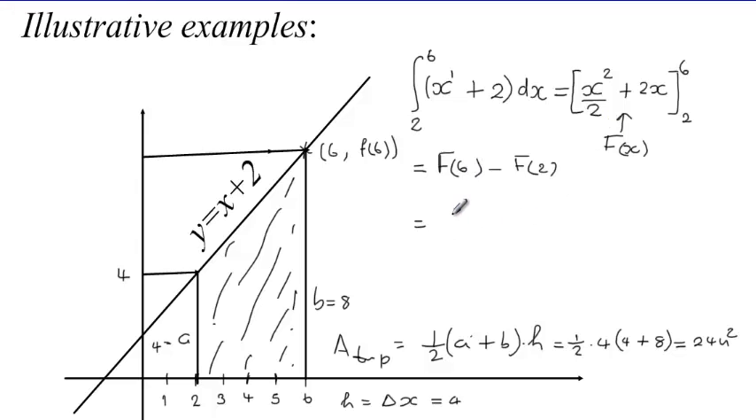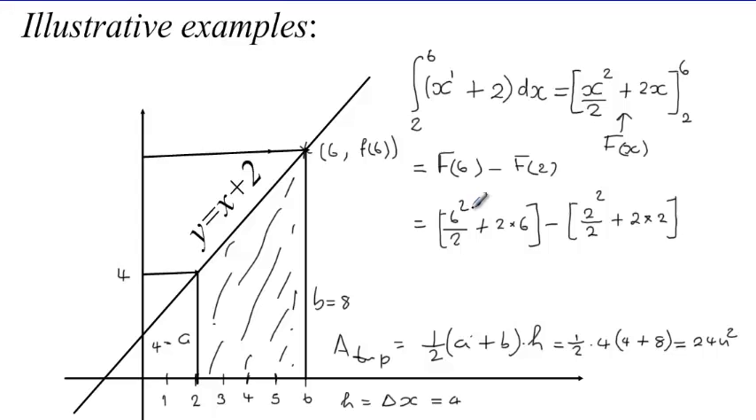Okay. So this is going to be 6 squared over 2. Now I'm evaluating where? At the upper limit. Plus 2 times 6. That's the value f at 6. Now it's f at b, upper limit. Minus 2 power 2 over 2 plus 2 times 2. We are done. Then you need to simplify this to get your number.